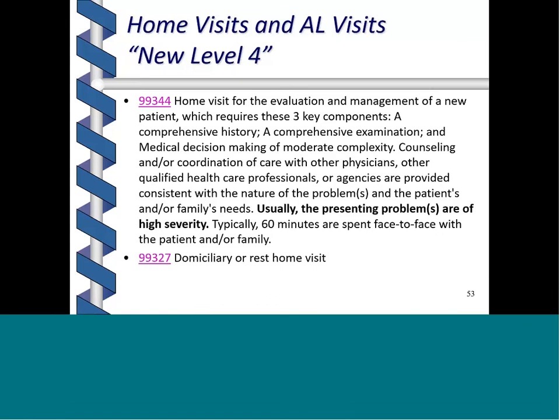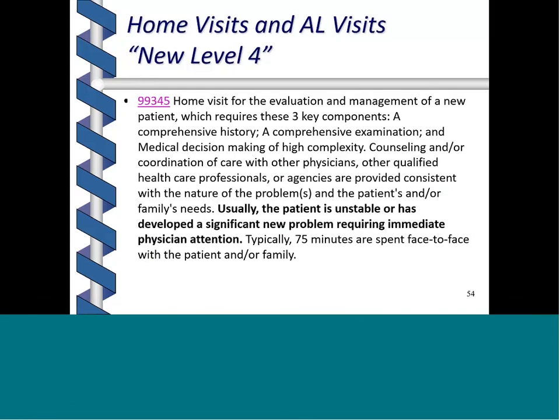So 99344, 99327, usually the presenting problems are of high severity, typically 60 minutes, and that's going to do with our counseling coordinating care. And then the highest level, 99245, which is a new patient level 5, and a new assisted living, which is a 99328 code actually. Usually the patient is unstable or has developed a significant new problem requiring immediate physician attention. That's the write-ups for the level 5 new patient visits.